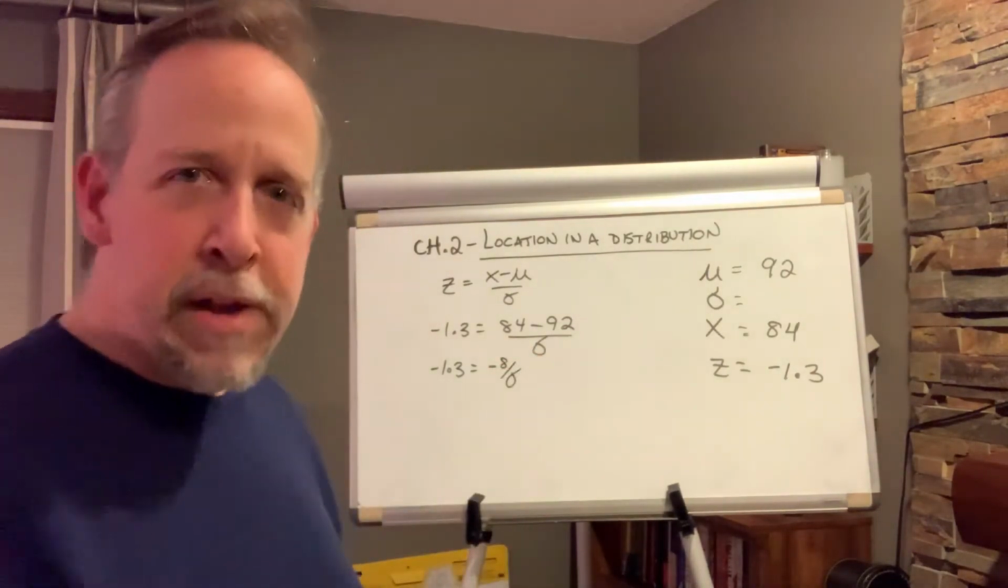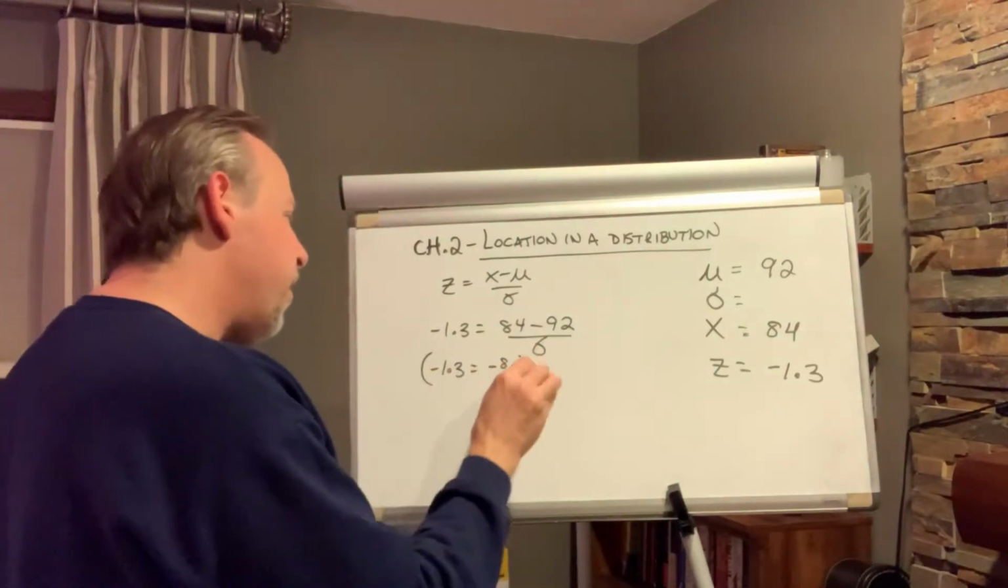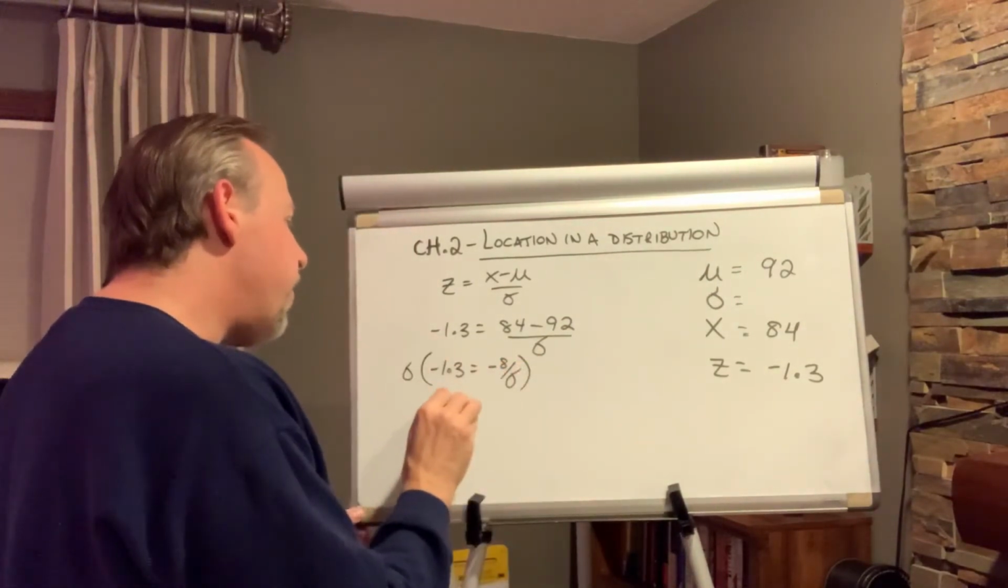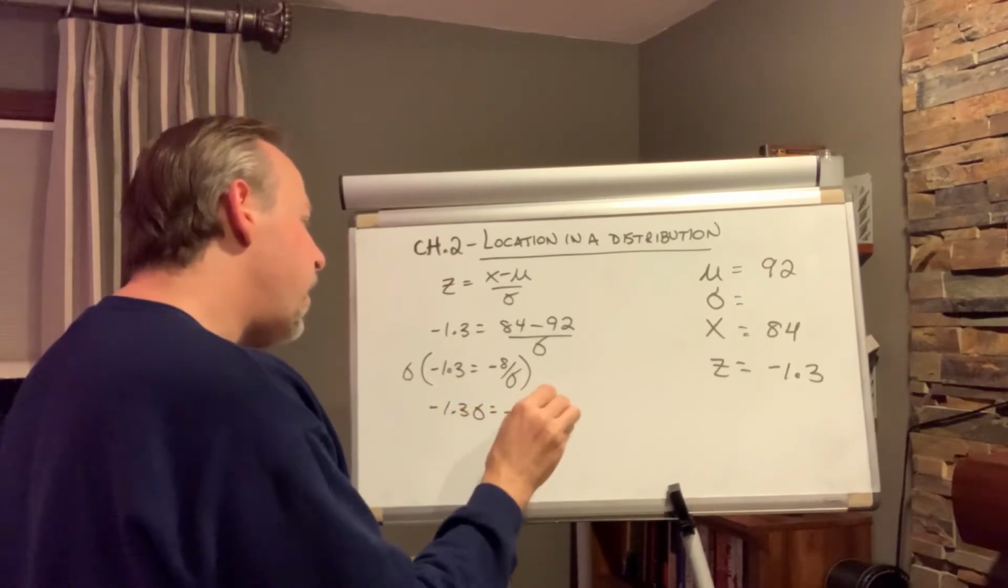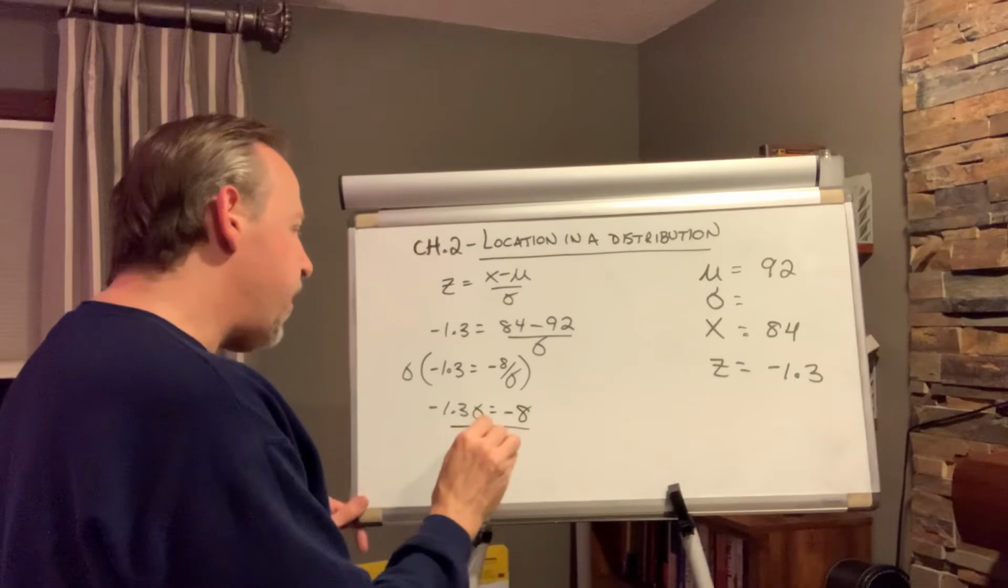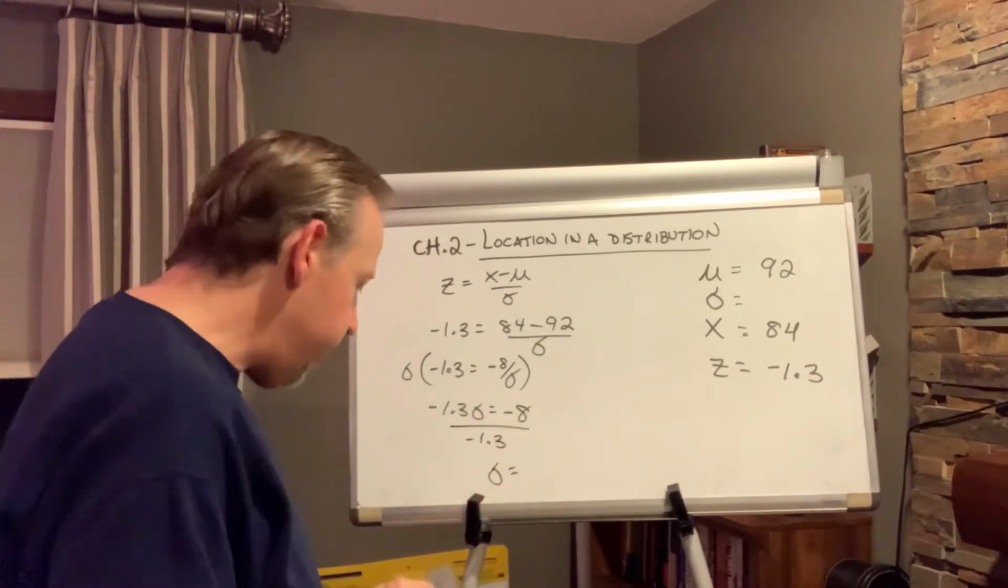Over sigma. How do I clear a fraction? I multiply by the denominator, in this case sigma. So negative 1.3 sigma equals negative 8. Divide both sides by negative 1.3. The standard deviation is 8 divided by 1.3.